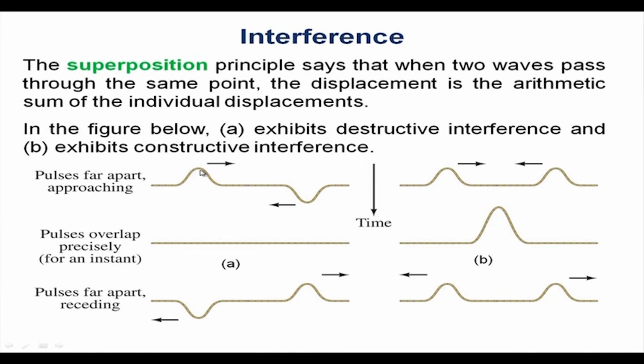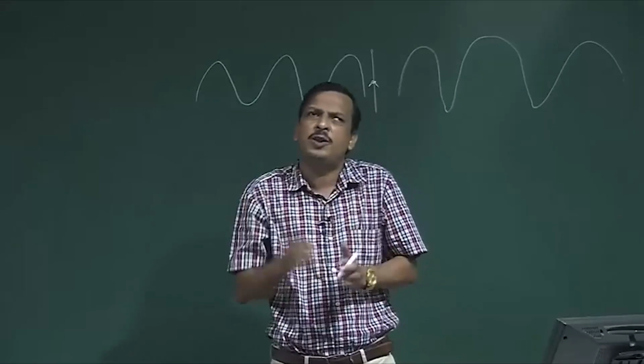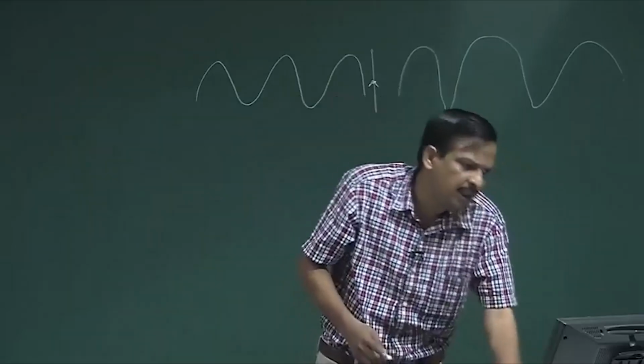So, let this be A; this is minus A plus minus A, which is equal to 0. So destructive interference will happen. Similarly, if both waves are in the same phase at the point of interaction, then their arithmetic sum will be double the individual wave. Similarly, when two waves interfere with a slight phase change, a different kind of amplitude will happen. Let us see the figure this way.